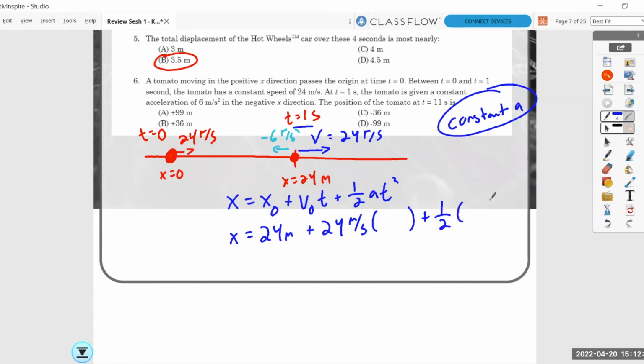AT squared. Now, in this case, I want to be a little careful. My acceleration here, am I speeding up or slowing down? I'm slowing down. So I want to make sure to put this in as -6 meters per second squared. Because if you think about it, my velocity is going to want to carry me in the positive direction. My acceleration wants to carry me in the negative direction. The last thing that we need to ask is, it wants to know 11 seconds. But of course, we're starting at 1 second. So how much time are we letting pass?